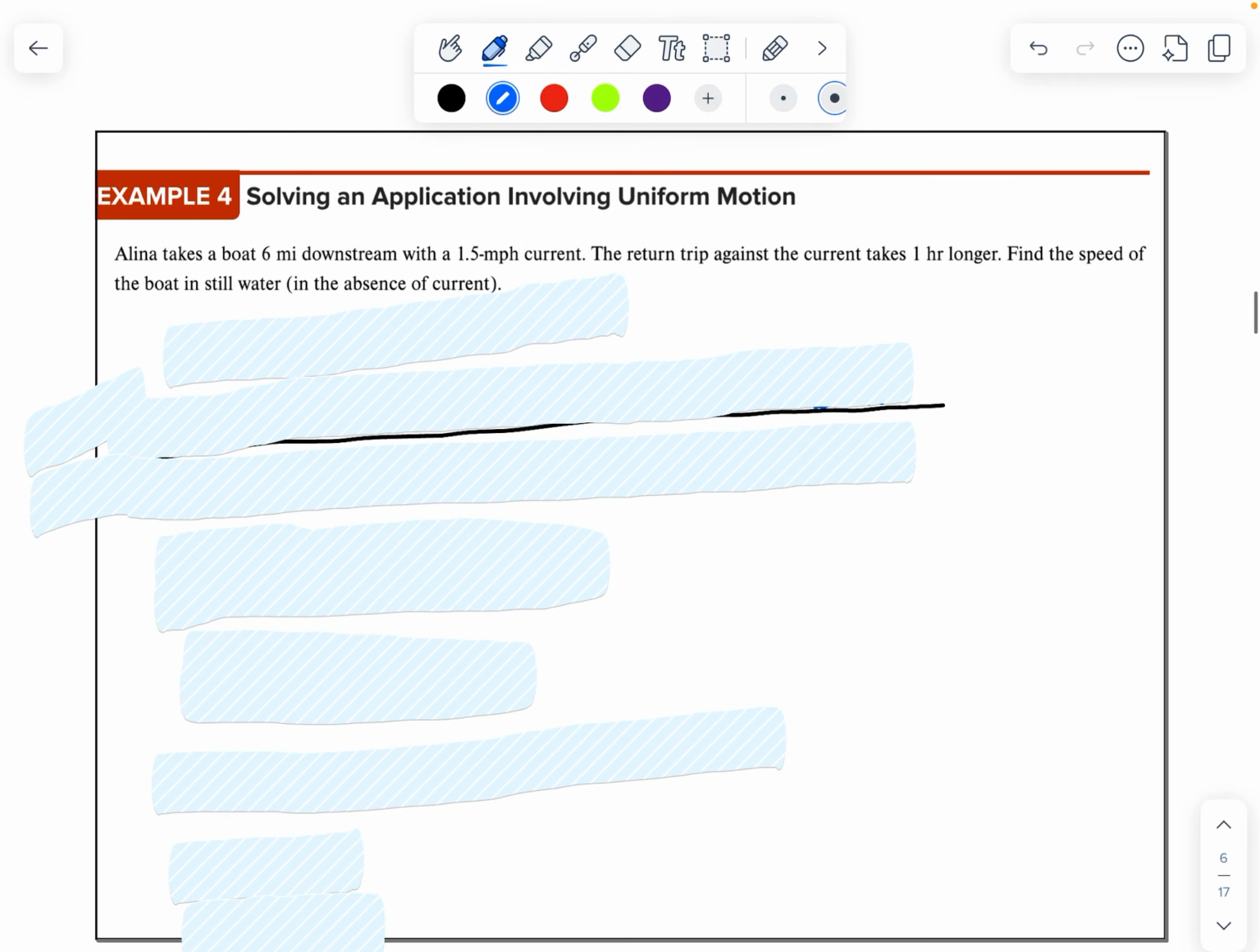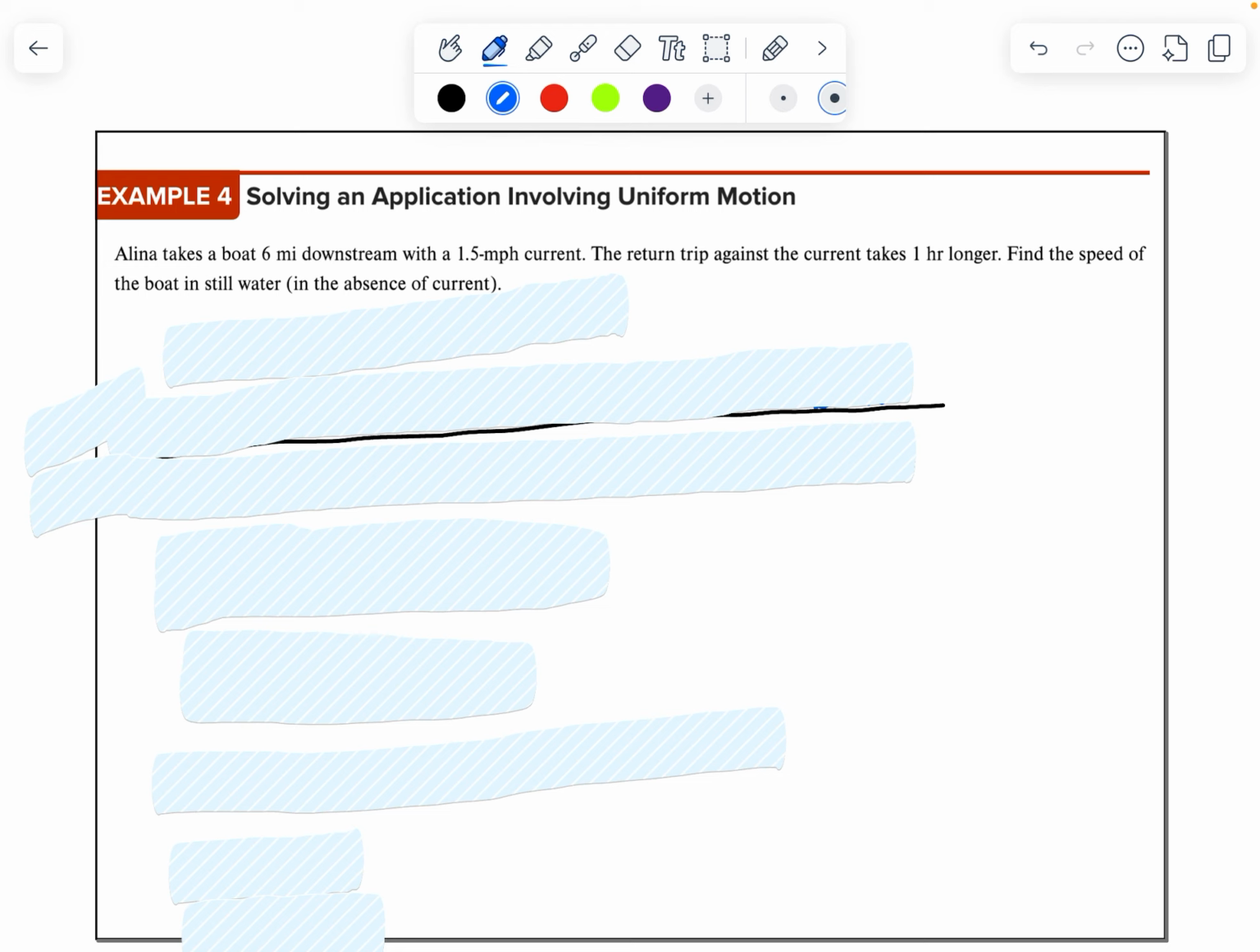All right, we've also got some word problems here. Alina takes a boat 6 miles downstream with a 1.5 mile per hour current. That's going downstream. The return trip against the current takes an hour longer. She's going the same exact distance, right? She's returning to the same place, but it takes 1 hour longer. Find the speed of the boat in still water.